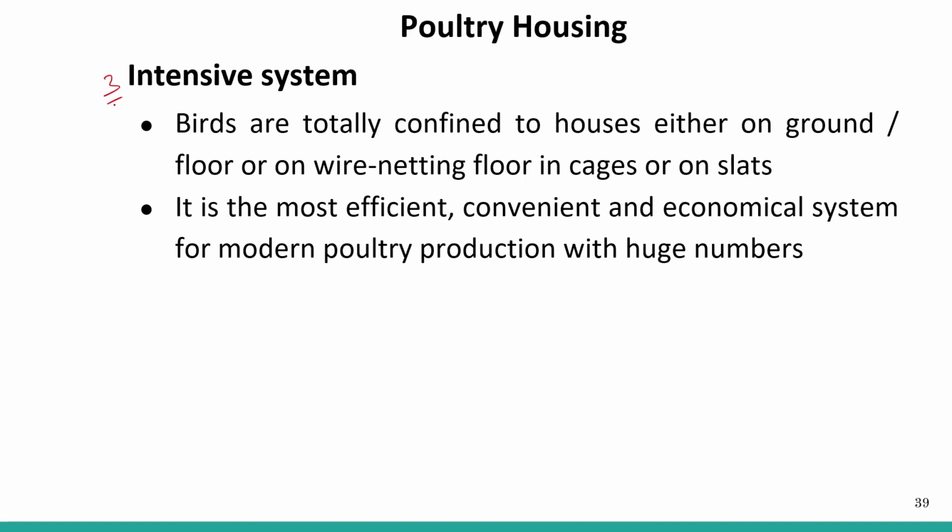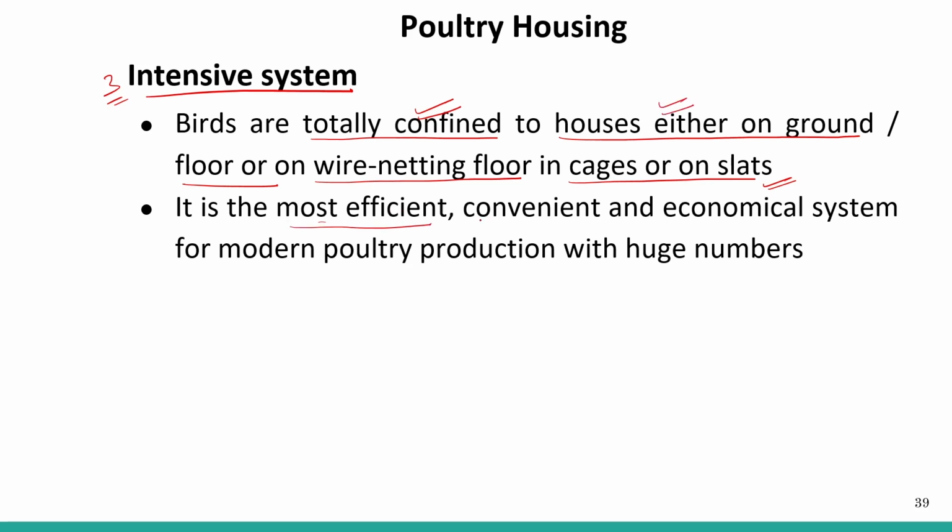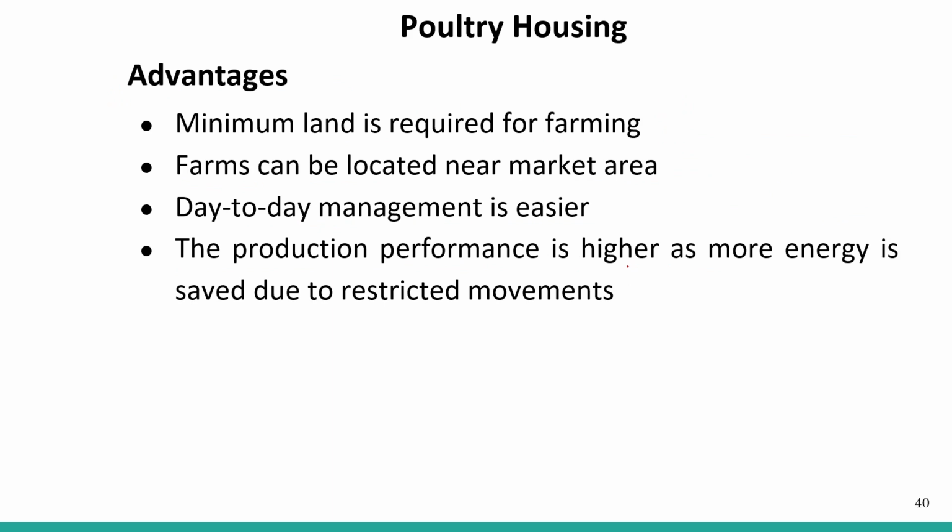The third type is the intensive system. Birds are totally confined to houses, either on ground floor, on wire netting floor in cages, or on slats. So they are not allowed to move here and there on the ground. Birds are totally confined to the houses. It is the most efficient, convenient and economical system for modern poultry production in huge numbers. So if we are considering a huge number of birds, then we must go for this intensive system.